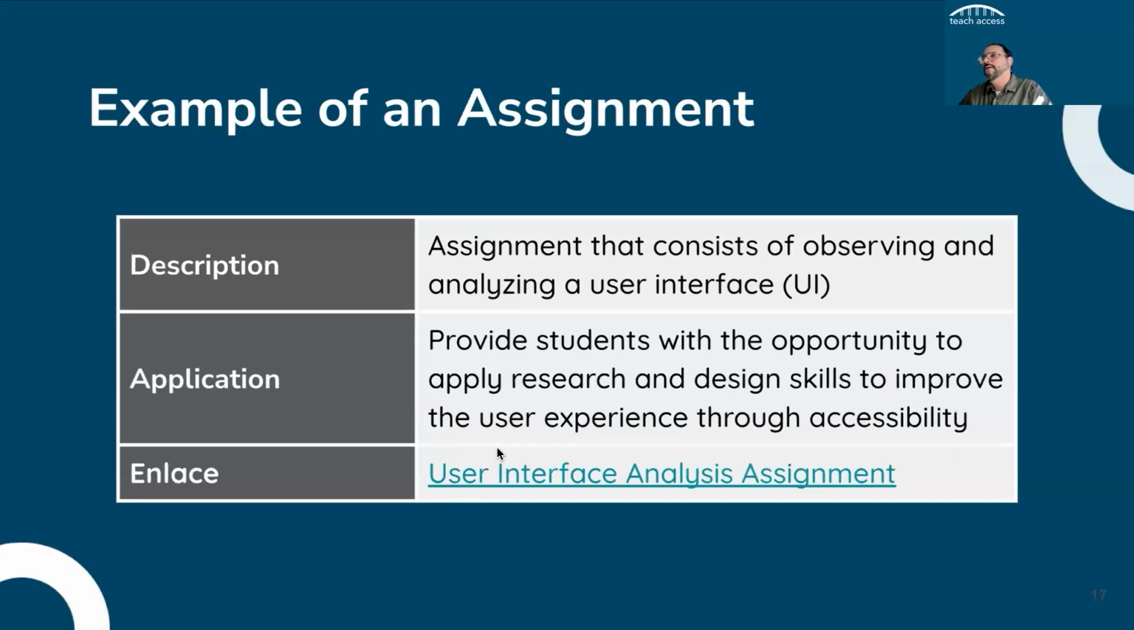And then we also included an example of an assignment, and this specific assignment has different phases. The first one is getting students to conduct user research on a specific user interface. It has prompts getting students to ask how different users, including users with disabilities, interact with that user interface, observe them, ask questions and get their feedback, and then use that research to provide recommendations to improve the user experience through accessibility.